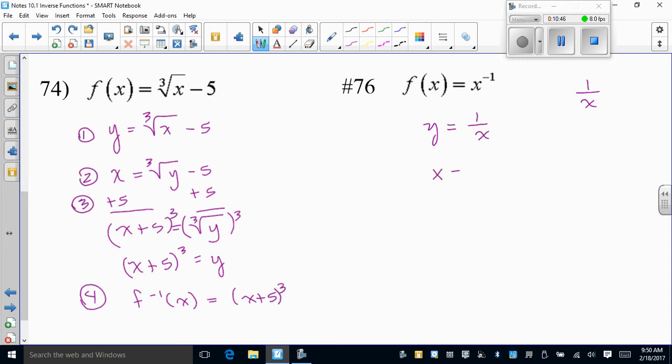Okay, I'm going to multiply both sides by y. Some of you guys will look at this as just cross multiplying, which would probably be a little easier to do. xy equals 1. Divide both sides by x. And you have y equals 1 over x. So last step, f inverse.